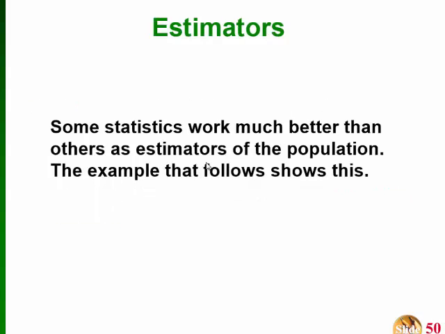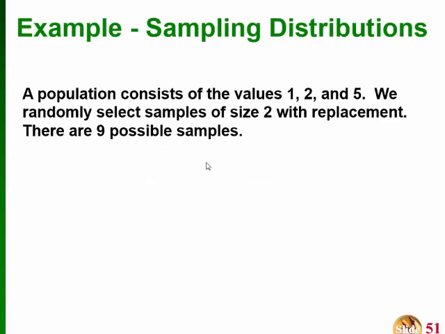Let's move on. Estimators. Some statistics work much better than others as estimators of the population. So let's take a look at which we can estimate. This is a kind of strange scenario, and it's an example that they have in the book. If you can follow this, that's great. If not, I wouldn't worry too much about it. I think it's just a concept that's kind of important to bridge the ideas between descriptive statistics and inferential statistics.